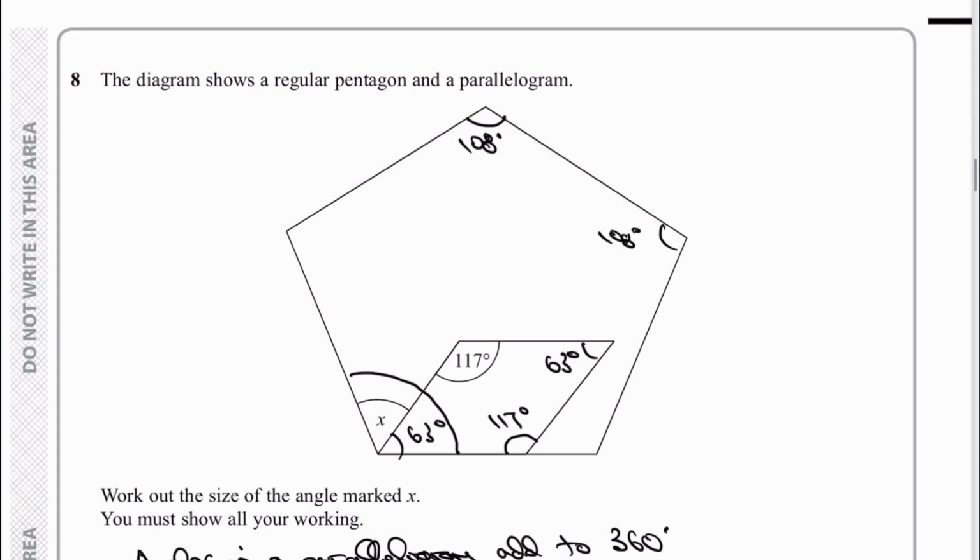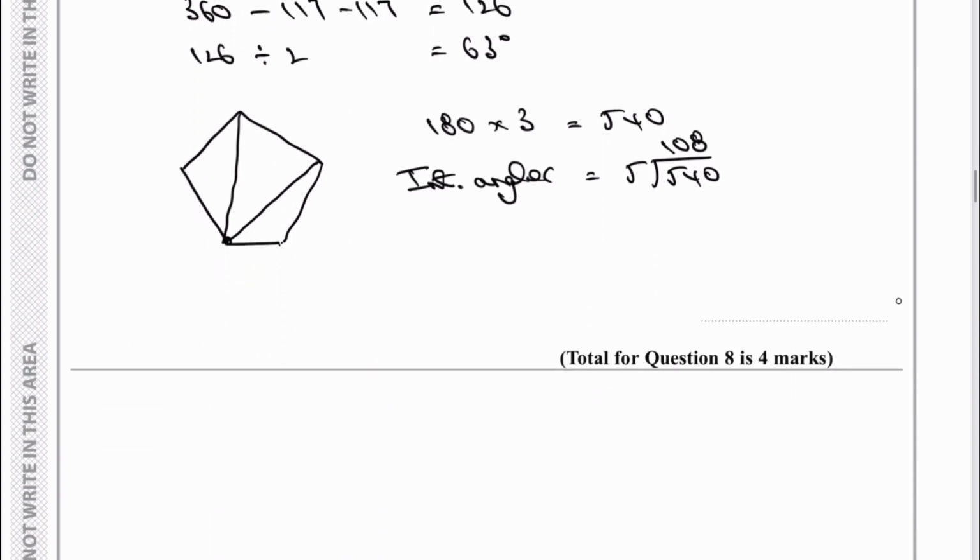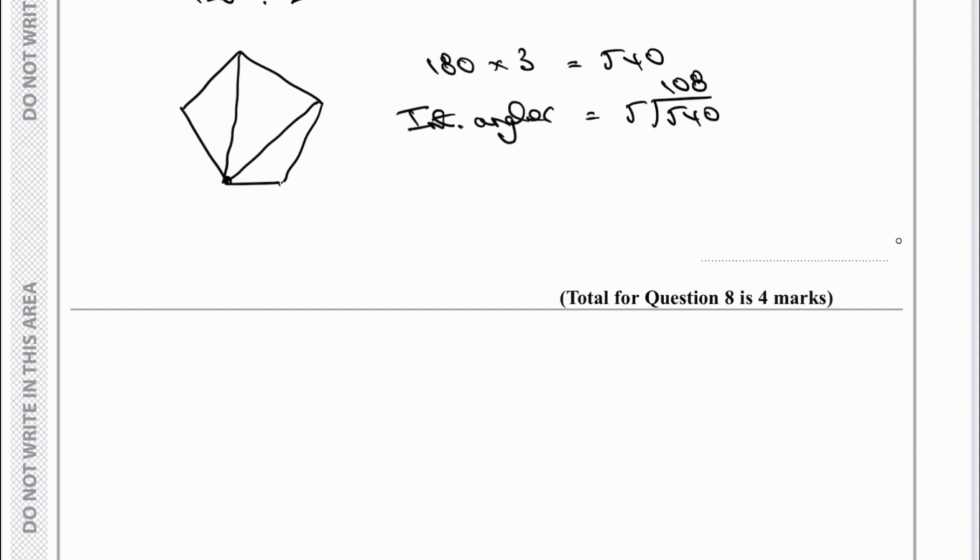So to find angle x, that's going to be 108 take away 63, which is fairly straightforward. So x equals 108 minus 63, which is going to give me 45 degrees. So therefore the answer for 4 marks is 45 degrees on this particular question.